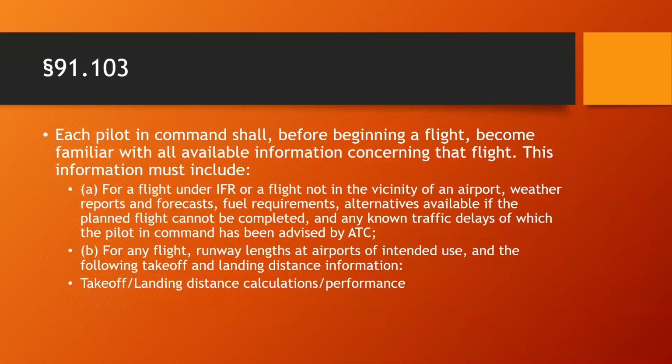Part 91.103. Each pilot in command shall, before beginning a flight, become familiar with all available information concerning that flight. This information must include, for a flight under IFR, or a flight not in the vicinity of an airport, weather reports and forecasts, fuel requirements, alternatives available if the planned flight cannot be completed, and any known traffic delays of which the pilot in command has been advised by ATC. For any flight, runway lengths at an airport of intended use, and the following takeoff and landing distance information: takeoff and landing distance calculations and performance.